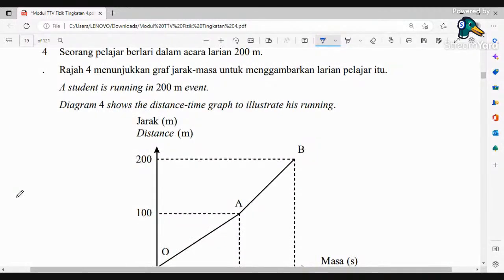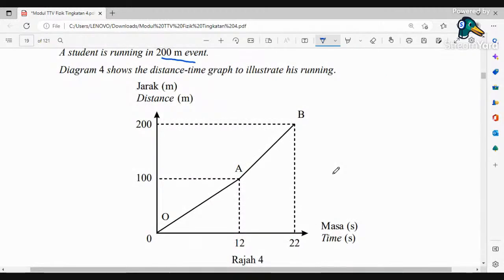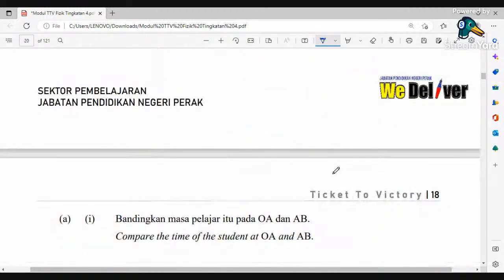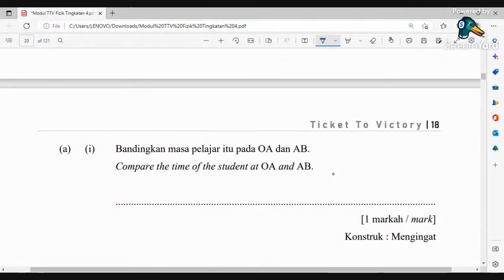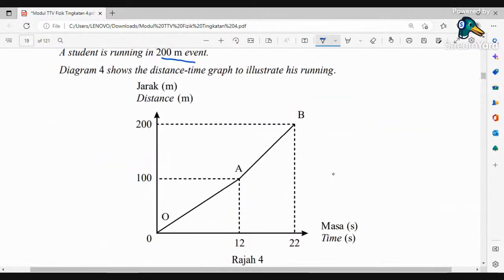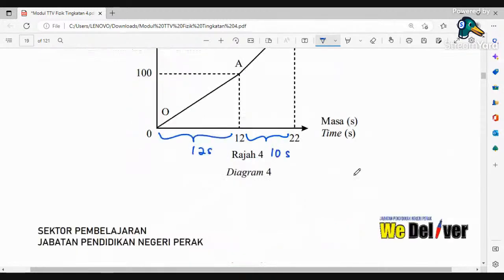Okay, number 4. A student running 200 meter event. Diagram shows distance time graph to illustrate his running. Jadi dia punya pergerakan tunjuk pada graf ni. Okay, soalan. Compare the time of the student OA and AB. Tengok OA berapa? Dari sini ialah 12 second. Dari sini 10 second. Okay, boleh nampak tu?